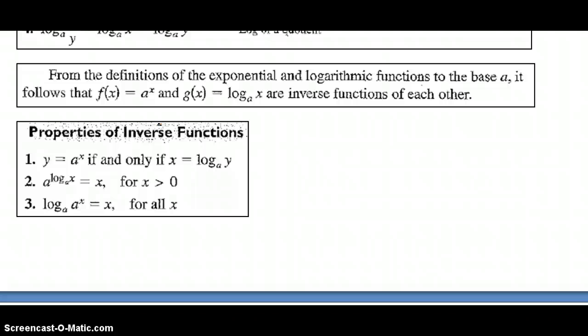Second one, a raised to the log base a of x equals x. That's an exponential equation. If we converted it to a logarithmic equation, you would see that it's true. And the third one, log base a of a to the x power equals x. Similarly, if we took that logarithmic equation and converted it to exponential, you would see that it is also true.